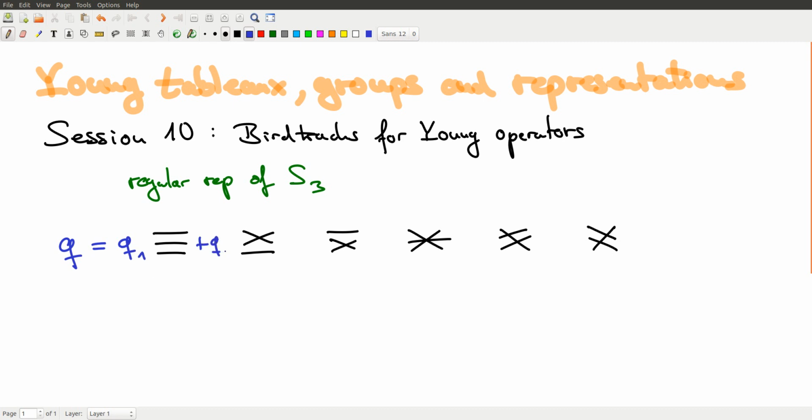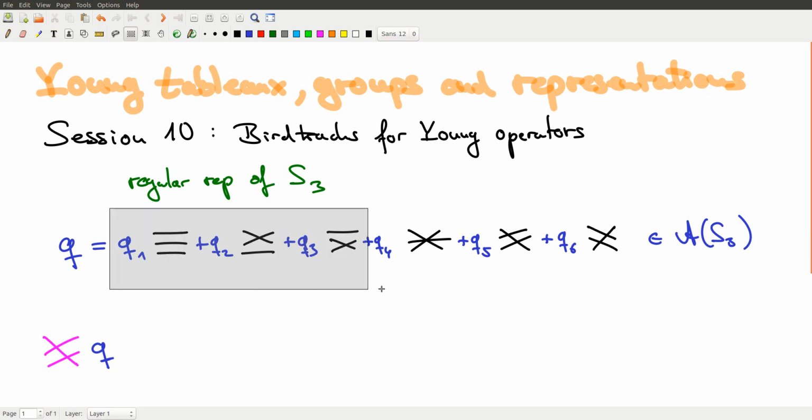Q1 times the identity plus Q2 times this transposition, Q3 times this one, Q4 times this one, Q5 this cyclic permutation, and Q6 this other cyclic permutation. So this is what an element of the group algebra of S3 looks like. And now let's say we want to multiply this Q with some element of S3, maybe this one. So we're going to construct the representation of this pink element here.